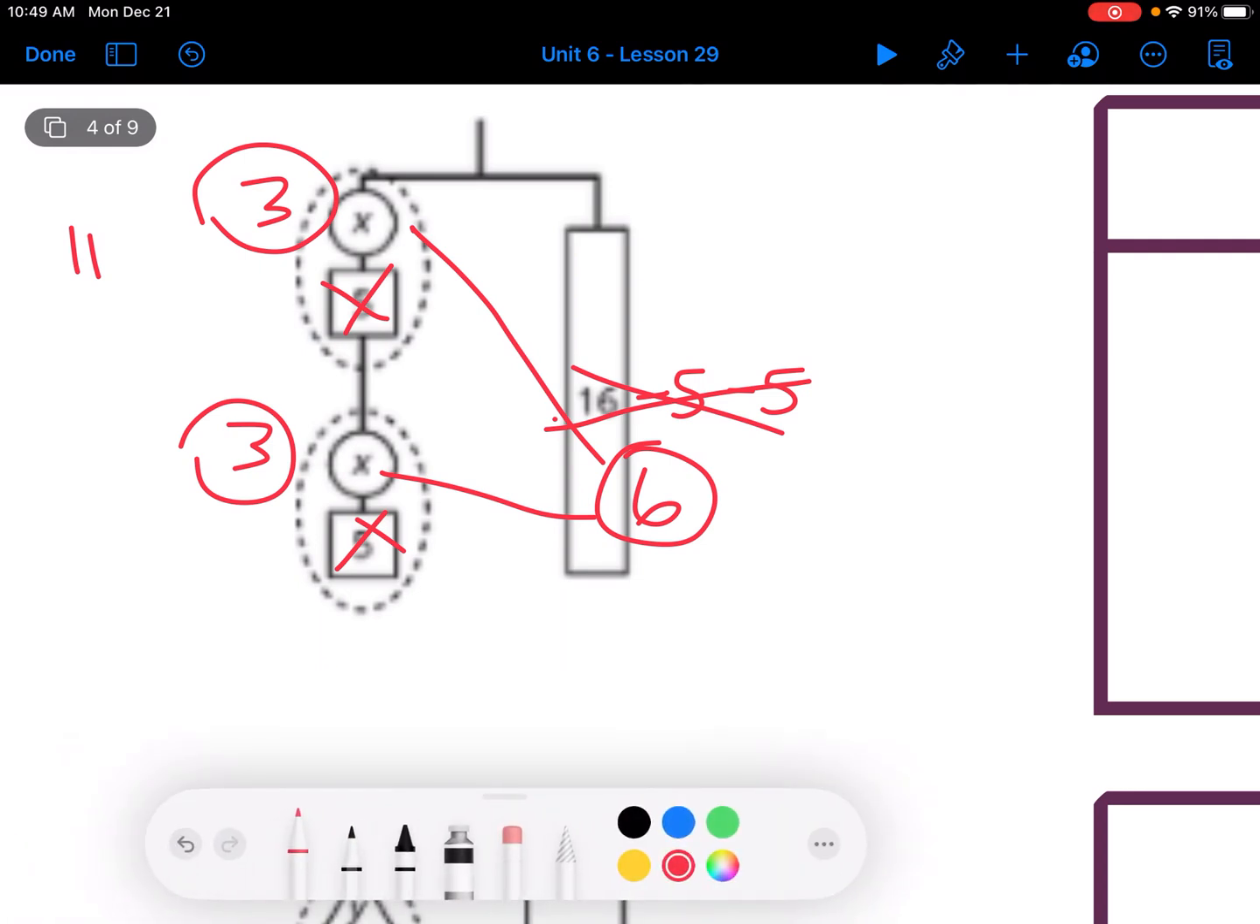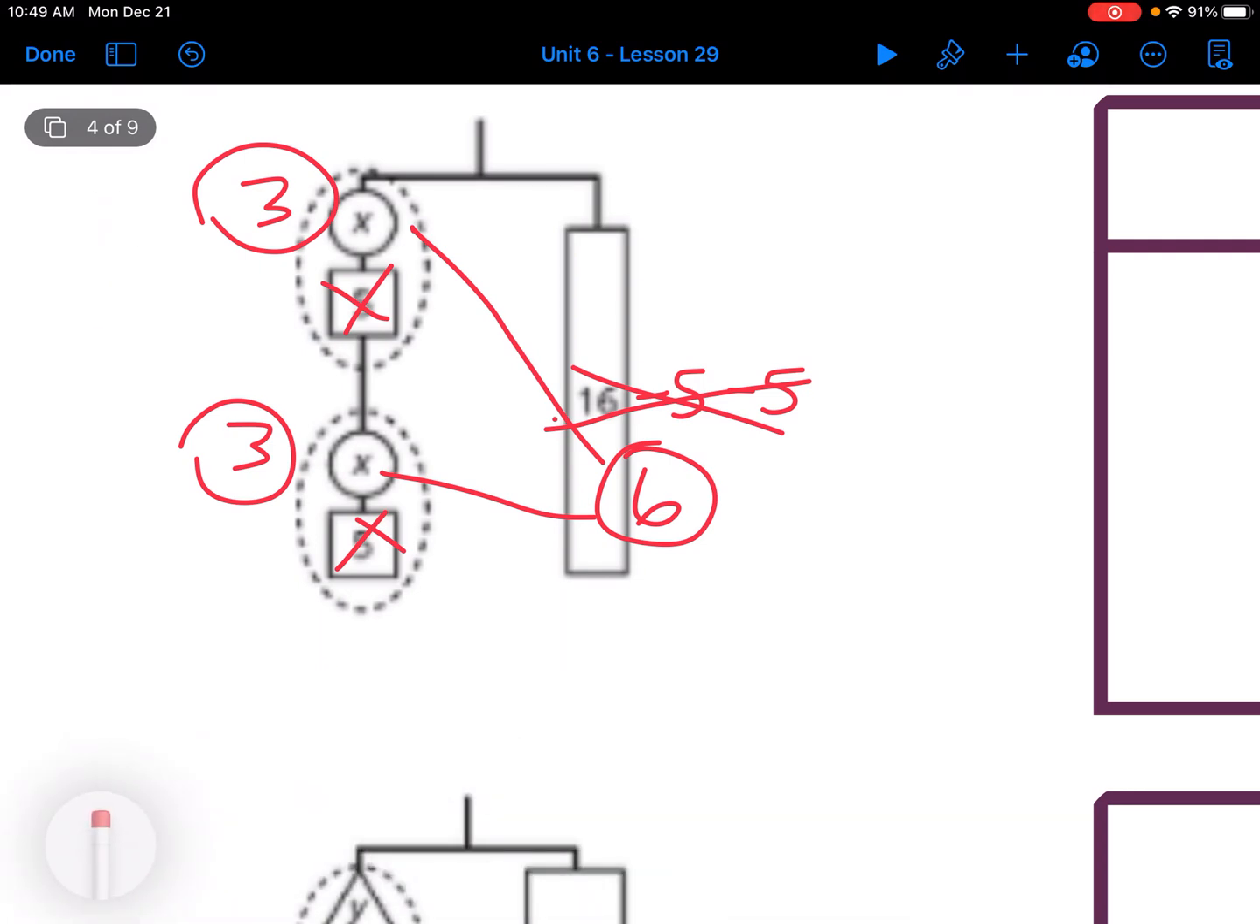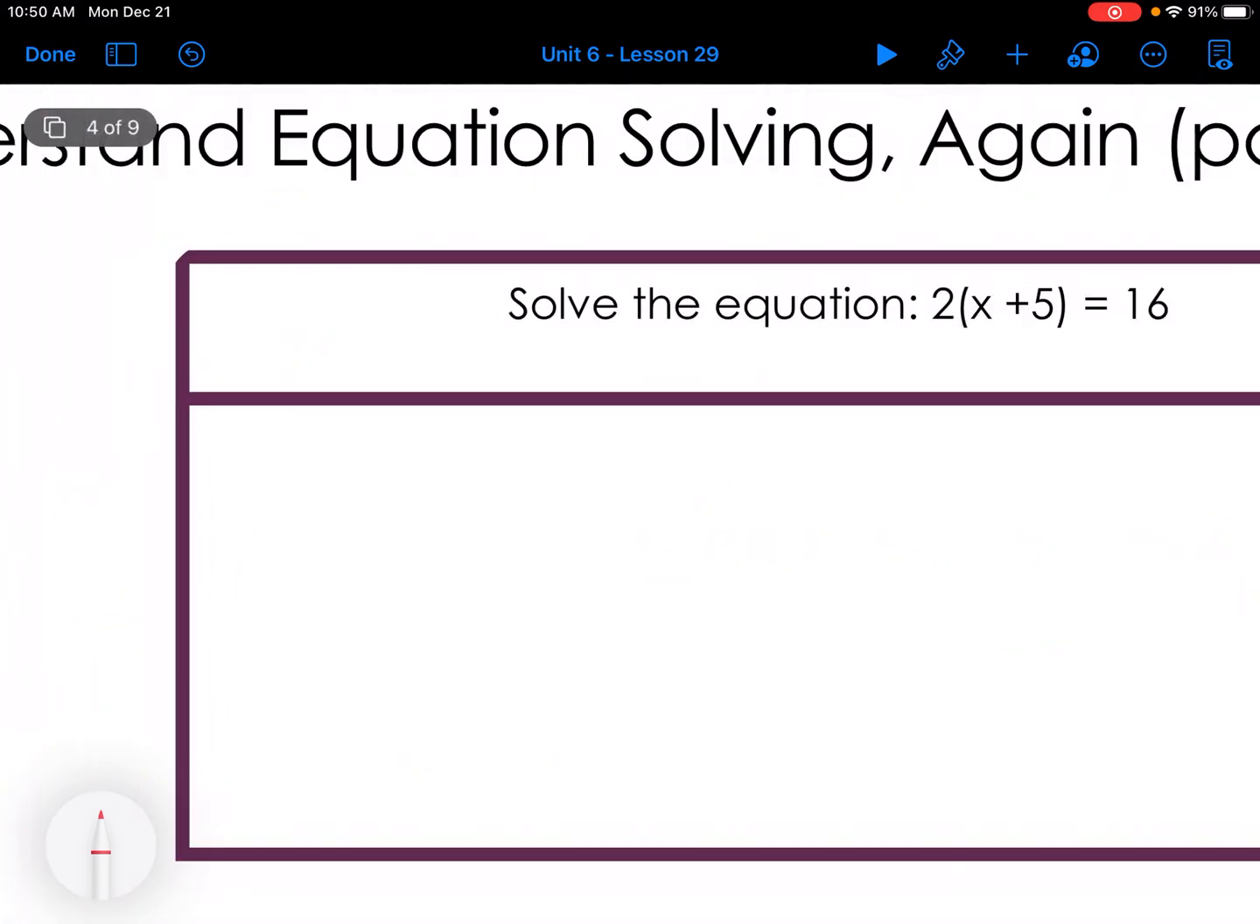3 plus 5 is 8. 3 plus 5 is 8. 8 plus 8 does equal 16. It checks. So now I'm going to solve it over here.